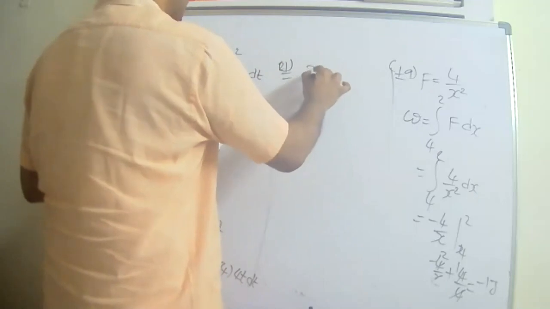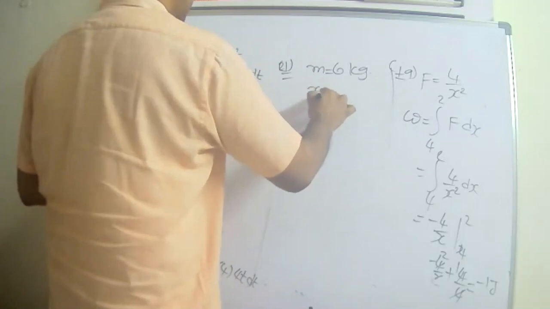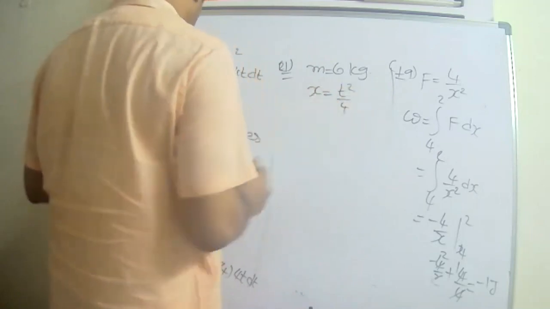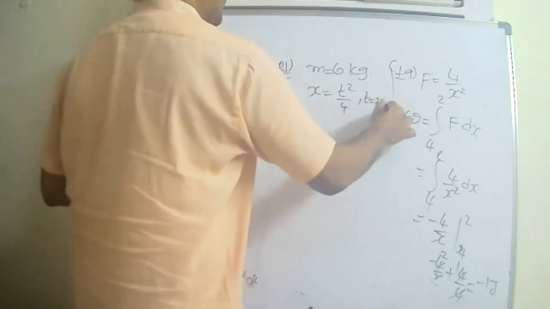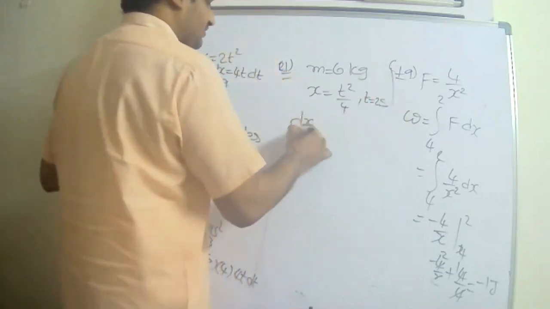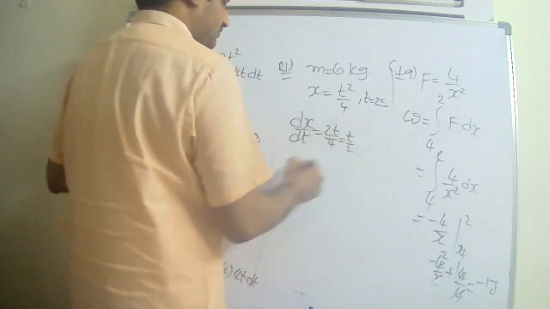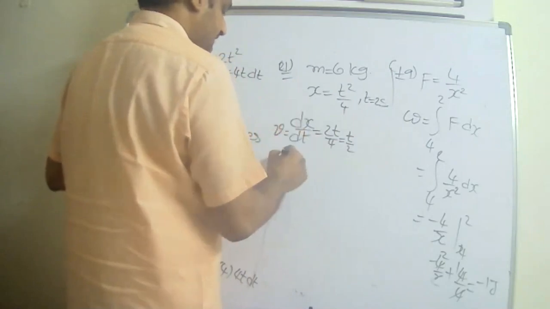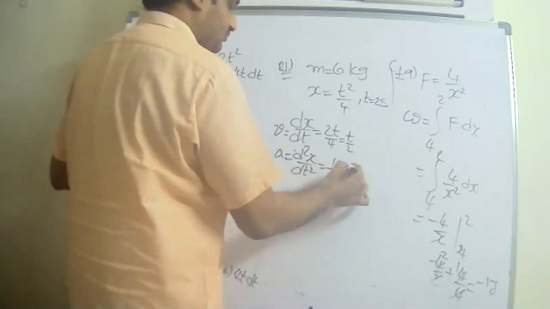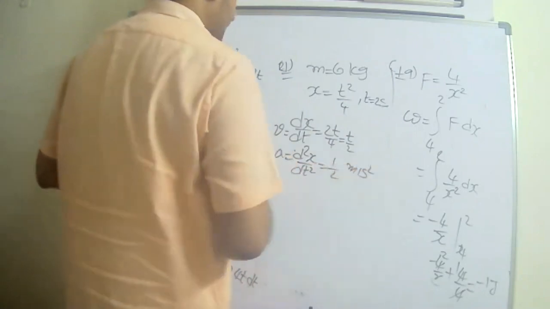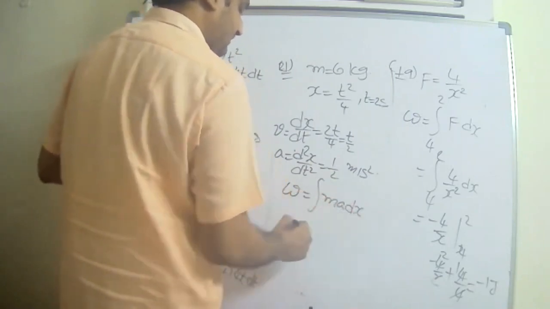a body of mass 6 kg is under force which causes a displacement t square by 4. So same type of question. Work done in first 2 seconds. So try that. dx by dt is equal to 2t by 4, that is t by 2. This is v. a is equal to d square x by dt square, that is equal to 1 by 2 meter per second square. So work done is equal to integral m a into dx.